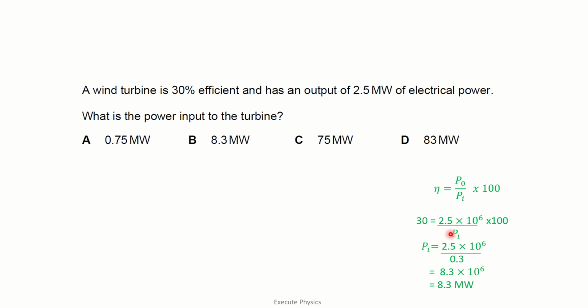The solution is shown over here. You just have to find out the input power. The answer is 8.3 into 10 to the power 6. That is 8.3 megawatt. The correct answer is option B.